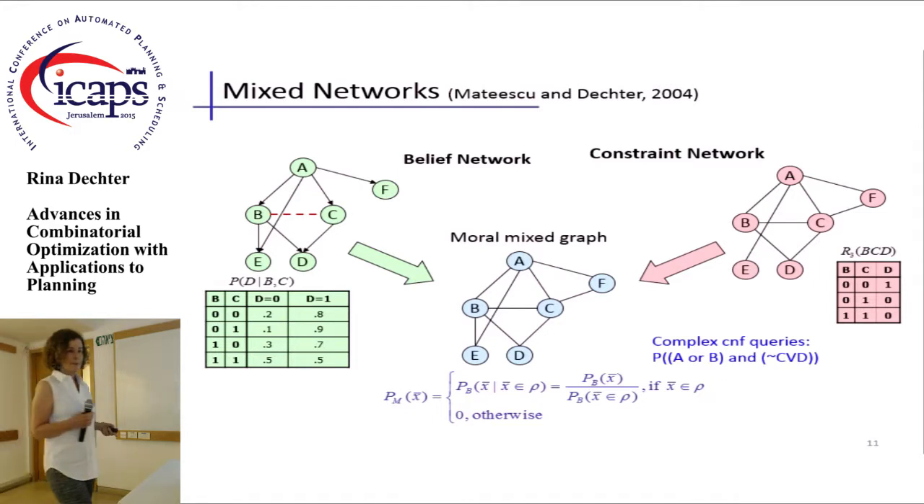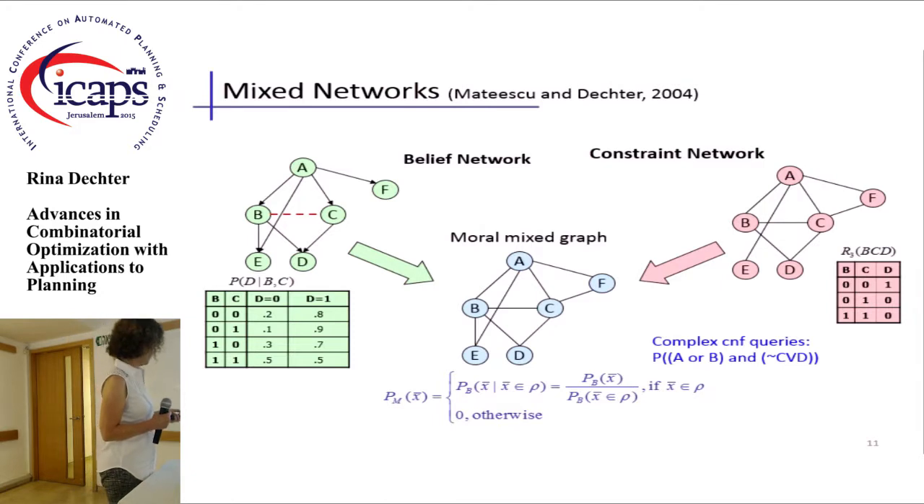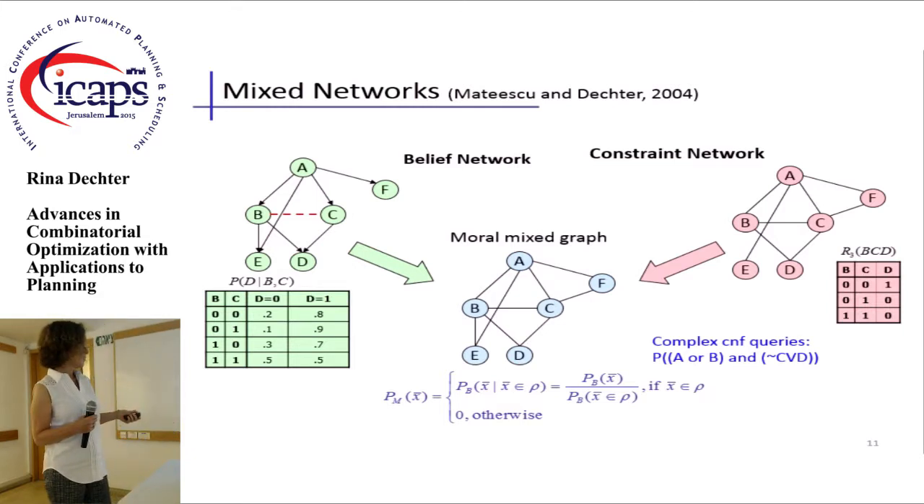What I'm confused about is the interaction between the constraints and the probability. So if you ask something like this, what is the probability of A or B and of not C or D, then these are external constraints, A or B and, yeah. Not C or D.